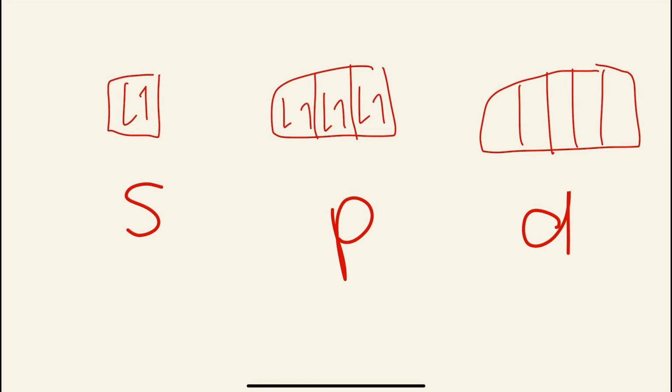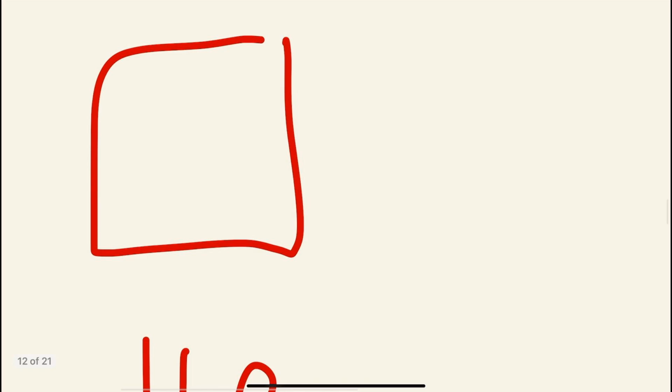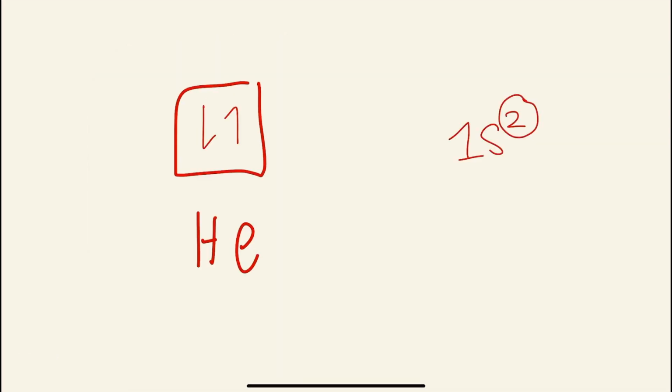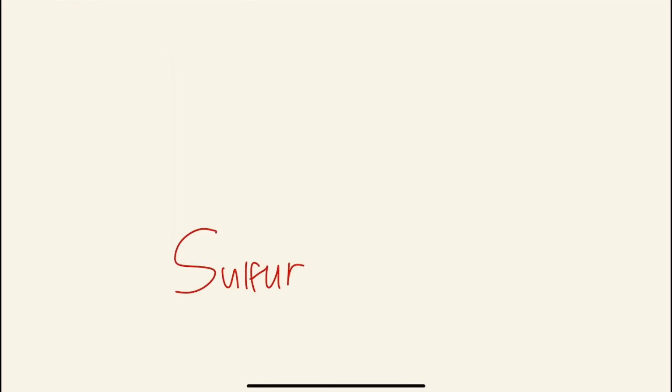Let's do this for helium. Helium was 1s2. So draw the s orbital and put 2 electrons in it because of the superscript here. That was pretty easy. Let's try it for lithium. Lithium's electron configuration was 1s2, 2s1. So draw 2 s orbitals. Fill the first one with 2 electrons, and the second one with only 1 electron. Let's try it for sulfur.